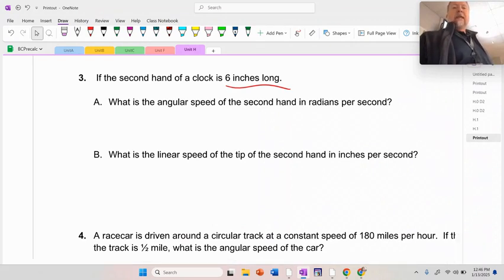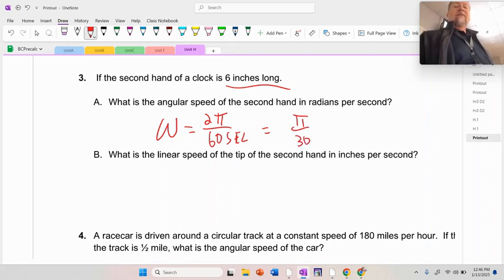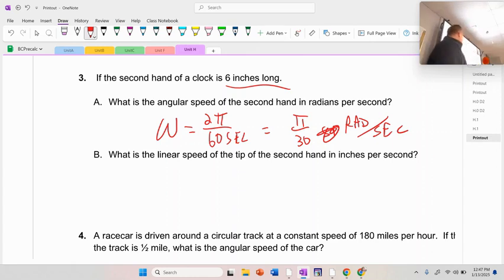Angular speed of the second hand in radians per second. So we do 2 pi radians in 60 seconds. So this would be pi over 30 radians per second. I do understand it when I write it like this, top and bottom. And then you can go ahead and get a decimal for this.